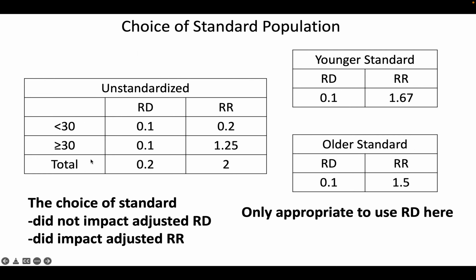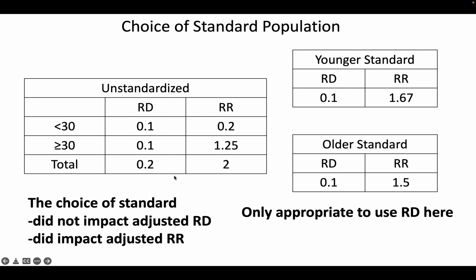So it'll help more if you see it all together. When unstandardized, the risk difference was the same among the two age strata, and the relative risk was different. And when we use a young standard and an old standard, it didn't have an influence on the risk difference. The adjusted risk difference was equal regardless of what standard we used, but the relative risk depended on what standard we used.